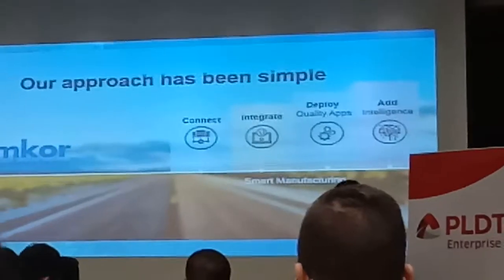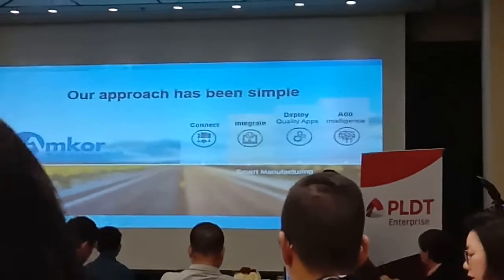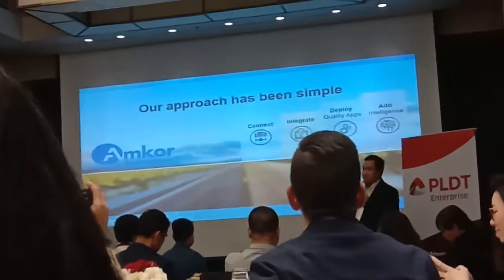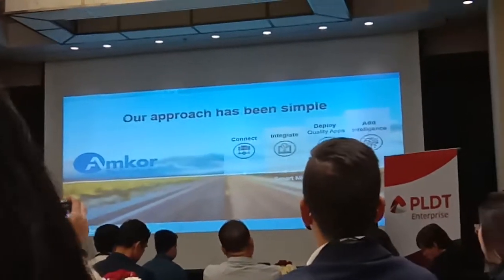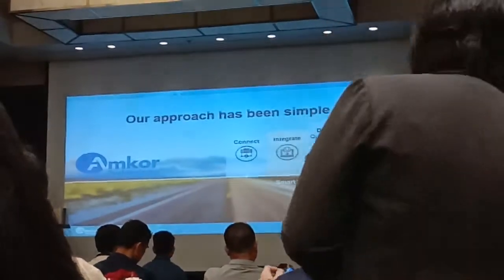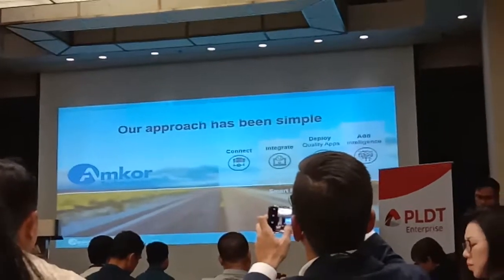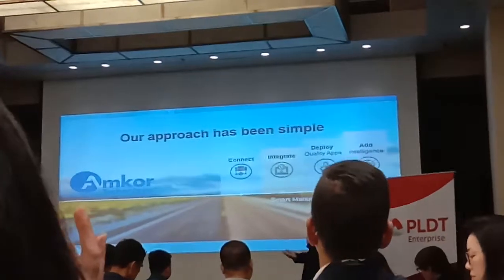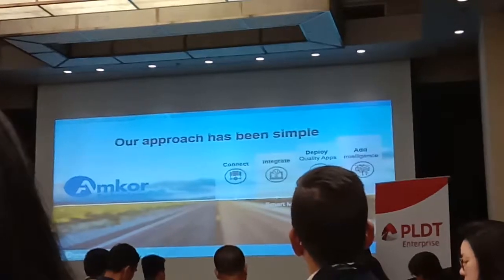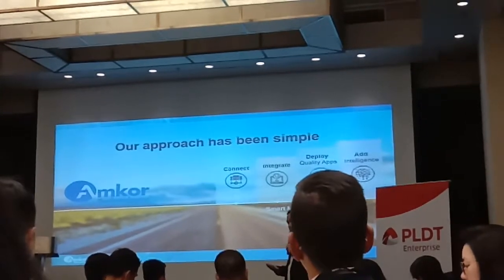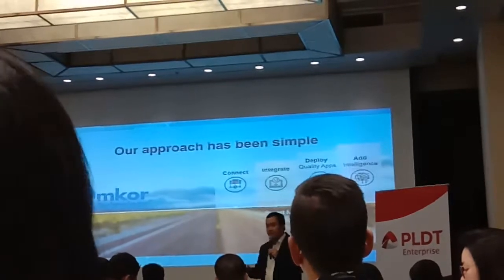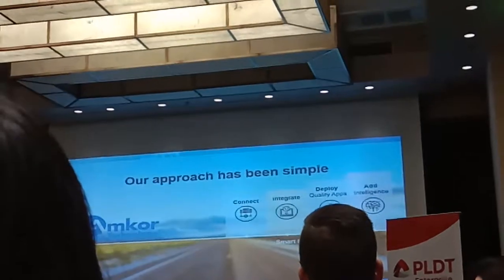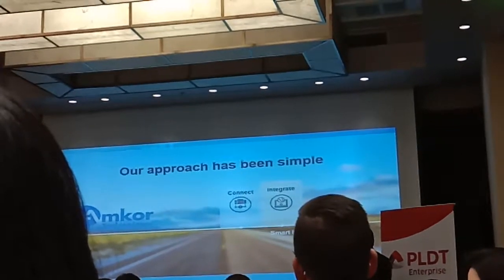Basically, on the high level, we connect the machines to our backbone. We connect the factories to our backbone as well. We integrate those systems to ensure that they are talking to each other. At the same time, we develop and deploy applications, especially those related to quality. And lastly, since we are collecting data from all the machines and factories, we use this data to create those analytics, or what we call intelligence of our factory. Now I'll be going over one by one in terms of connect and integrate.